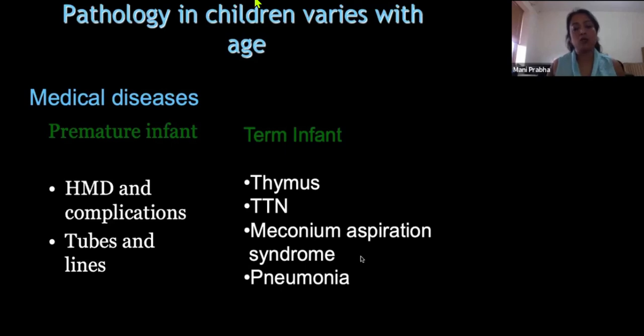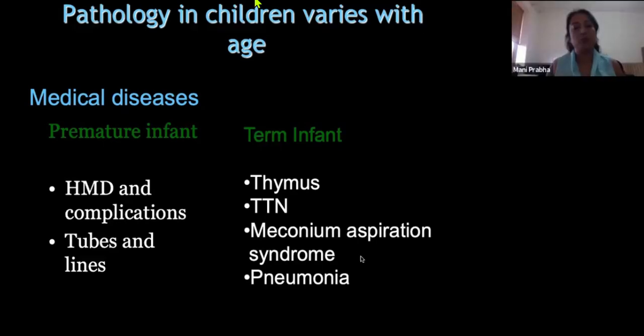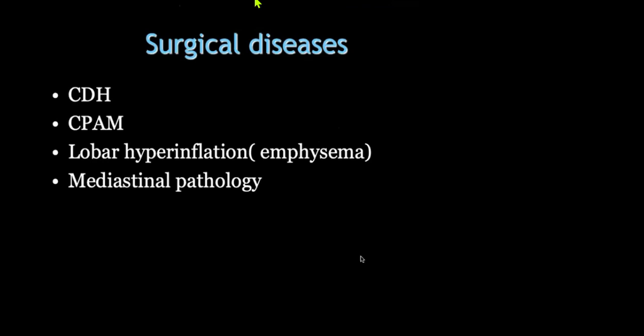In comparison to term infants and later in life. So I'll start with the preterm infant first. I'll show you some examples of hyaline membrane disease and its complications, various tubes and lines. In term infants, I'm going to show you thymus, various appearances of thymus, transient tachypnea of newborn, meconium aspiration syndrome, and various types of pneumonias. In surgical conditions, I'll cover congenital diaphragmatic hernia, CPAM, lobar hyperinflation, and mediastinal pathology.